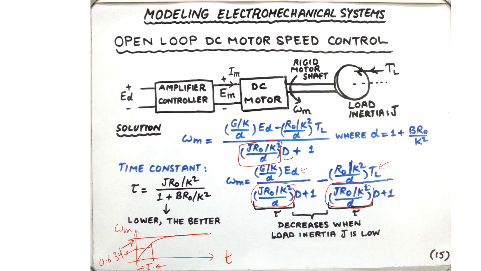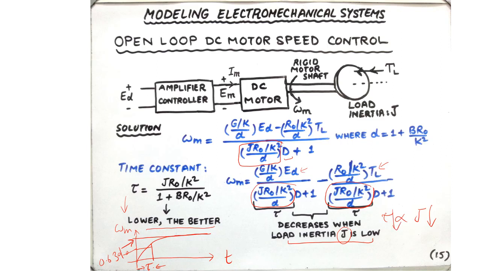We want this time constant to be as small as possible. We want the motor to attain its steady state speed as quickly as possible. So a lower time constant is what is desired over here. And what are the ways to reduce the time constant? Well, obviously you can see that because the load inertia J appears in the numerator of the time constant expression, the time constant is proportional to J. So if we can reduce the load inertia, then the time constant will be reduced.